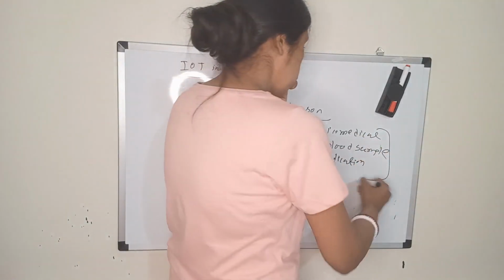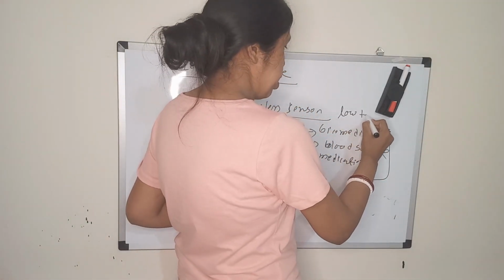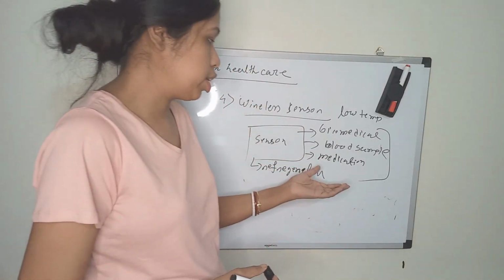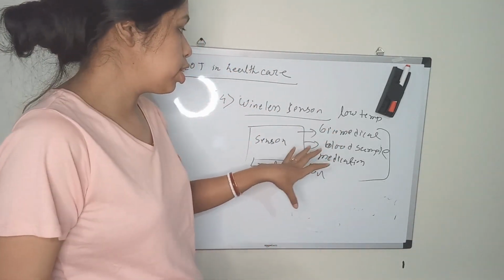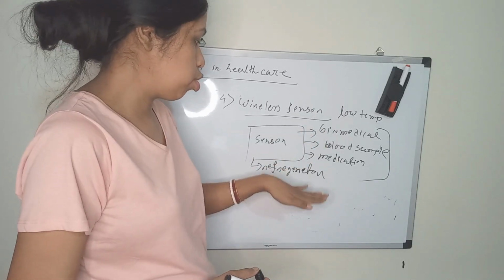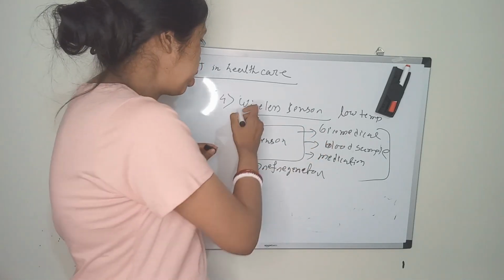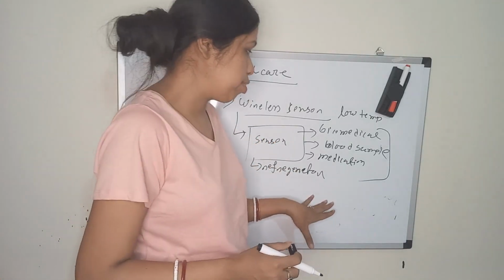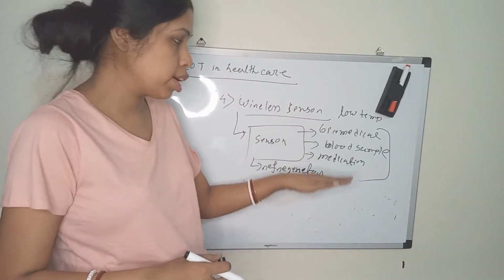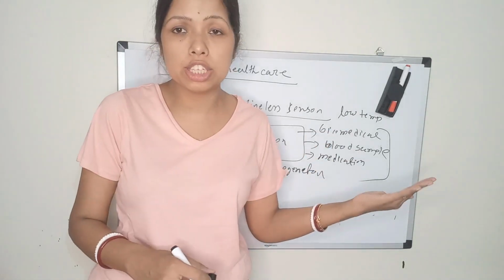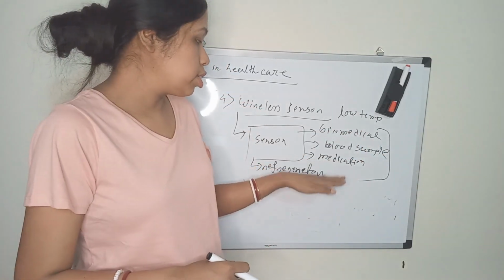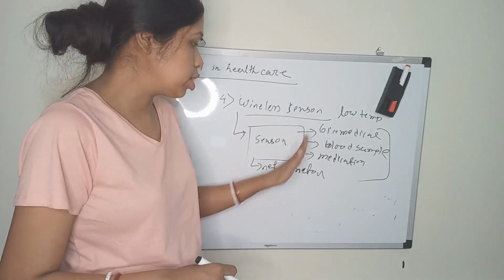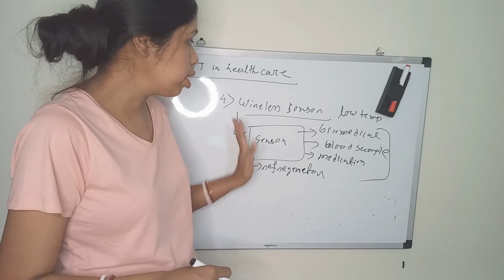Okay, so a low temperature should be maintained for these materials: biomedical materials, blood samples and medication. Whether these are under the low temperature or not can be detected by that wireless sensor. We can put a wireless sensor inside the refrigerator where we place the biomedical materials, blood samples and medication. So whether the temperature is proper or not, this information can be detected by the wireless sensor.